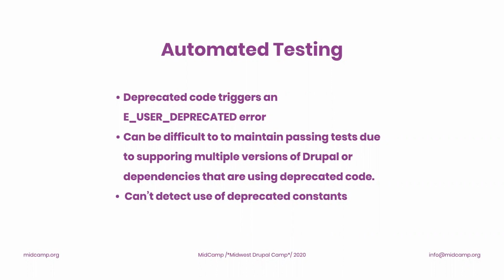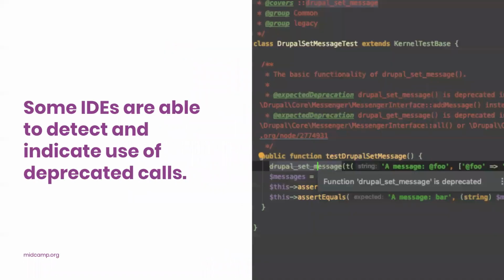And then also with automated testing, there's certain classes of deprecated code, the really big one being just deprecated constants, that we can't really trigger an error on, so it's very difficult to pick those up in automated testing. However, the next two methods that we have to detect deprecated code do quite well with deprecated constants.